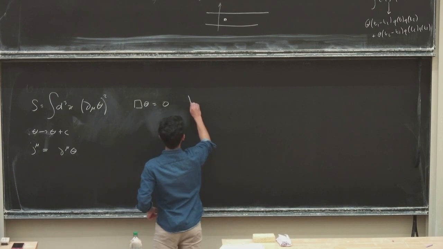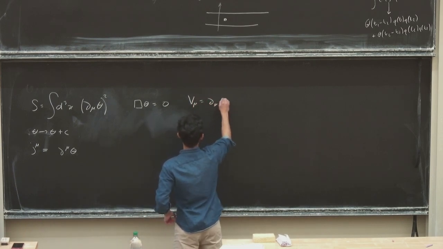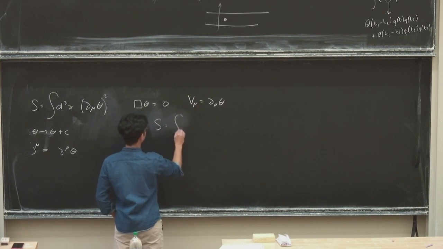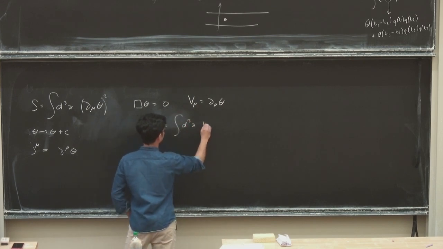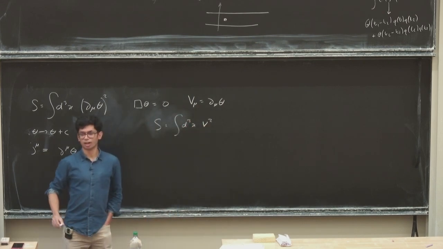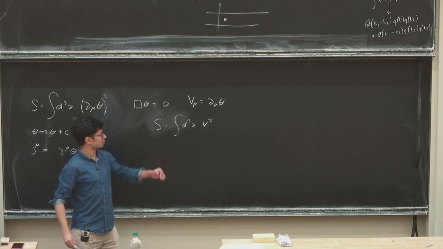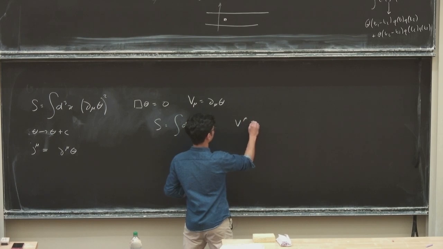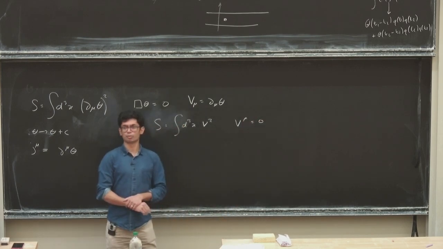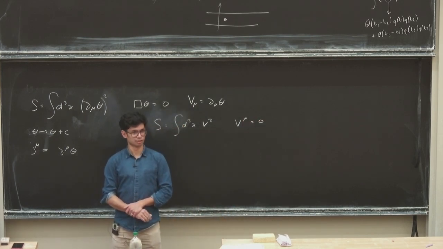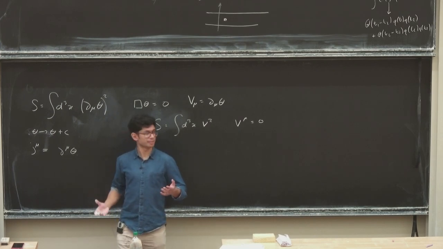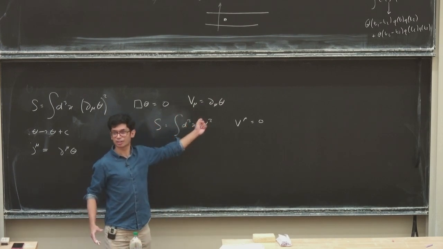So let me write v mu equals d mu theta. And now what is my action? My action is then the integral d3x of v squared. And what would the equation of motion be with respect to v? The equation of motion would be v mu equals 0, which is therefore wrong. This did not work, this failed. And this is pretty obvious, right? This is a stupid thing to do. The degree of freedom is theta and not v. I cannot do this.